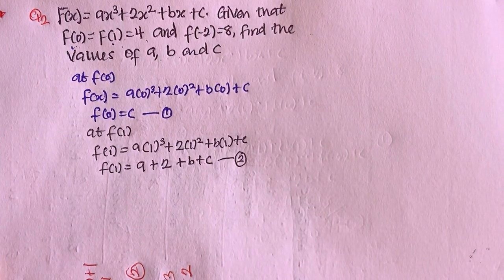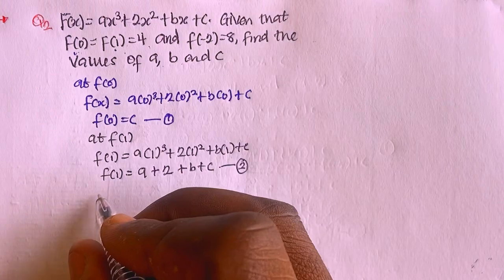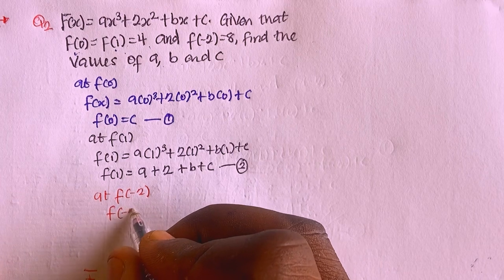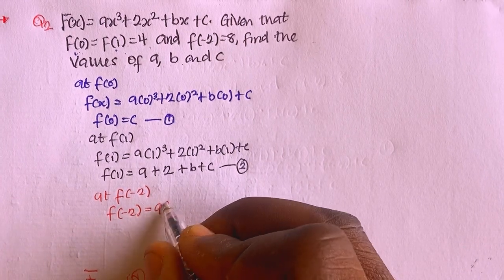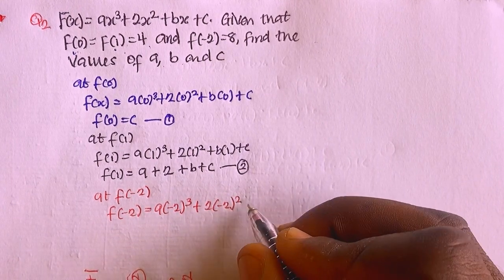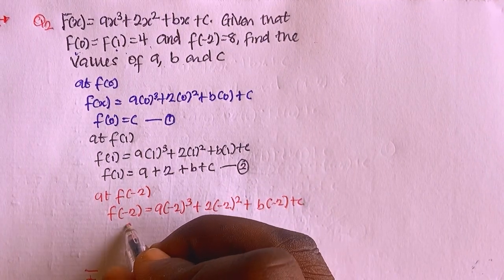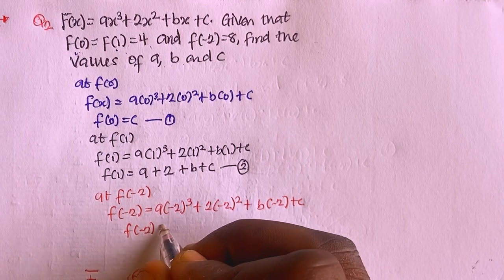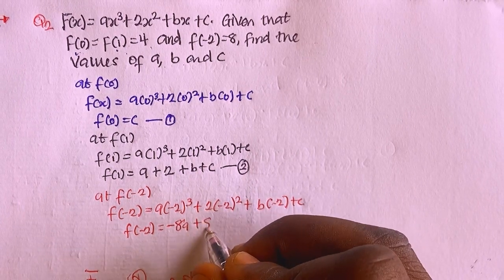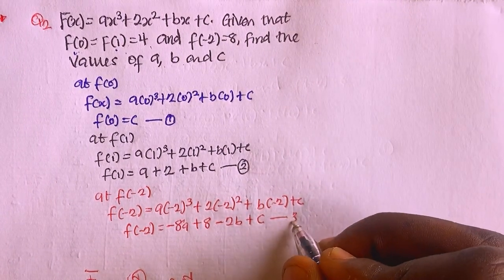Then the next thing that we have is another function, which is f of minus 2. So at f of minus 2 now, right, f of x becomes a into bracket minus 2 raised to the power 3, right, plus 2 into bracket minus 2 all squared, right, then plus b into bracket minus 2, right, then plus c. So simplifying this further, our f of minus 2 now becomes minus 8a, right, then this square gives us plus 8, then minus 2b, right, plus c. Let's call this equation 3.